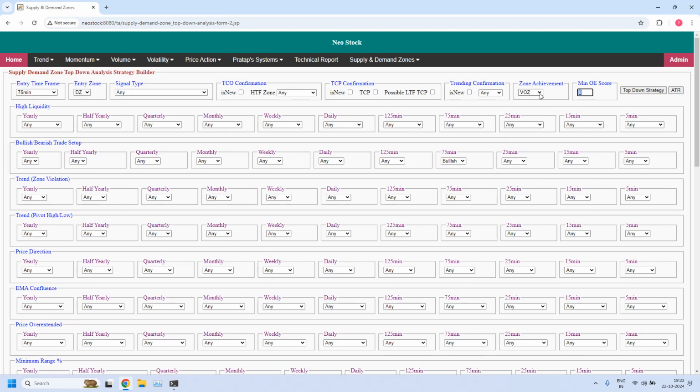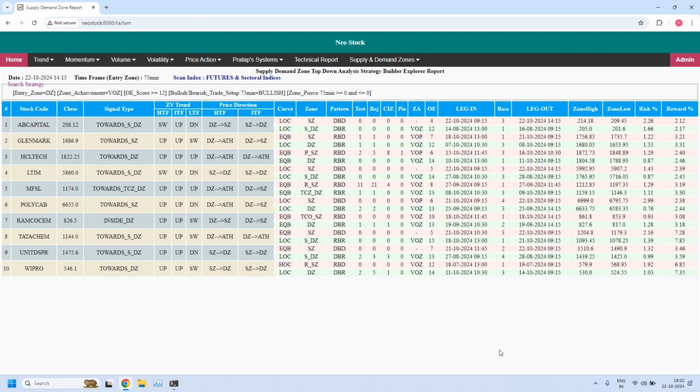Minimum odd enhancer score 12. And all the three filters are applied to 75 minutes demand zone. We got 10 stocks. All these 10 stocks are currently supporting bullish trade setup for weekly income trade, that is entry time frame 75 minutes.